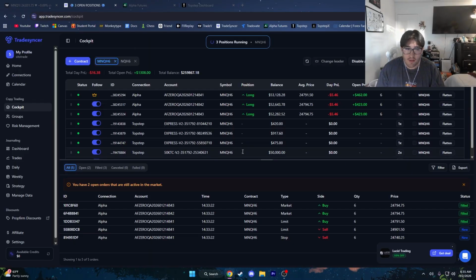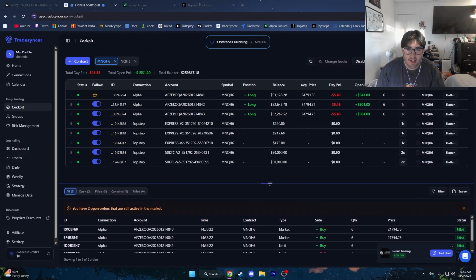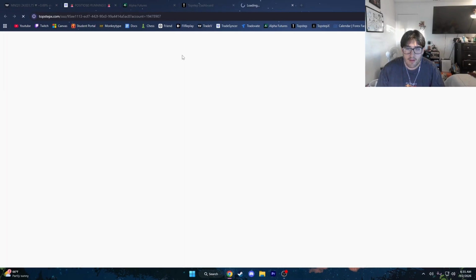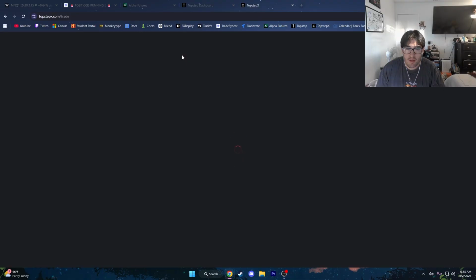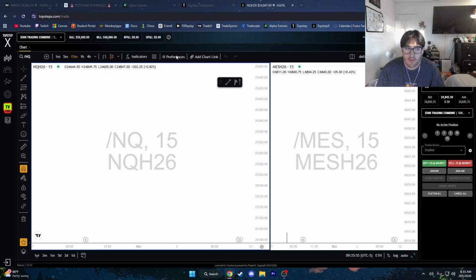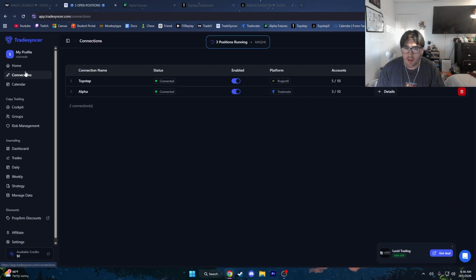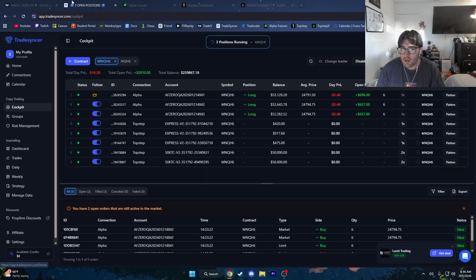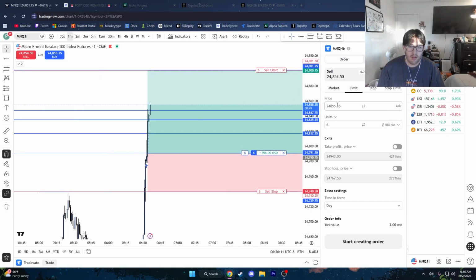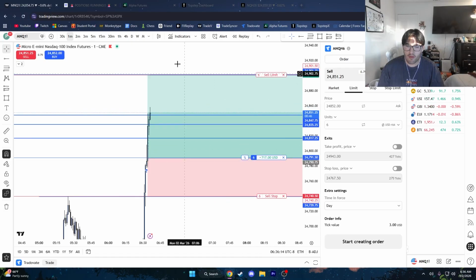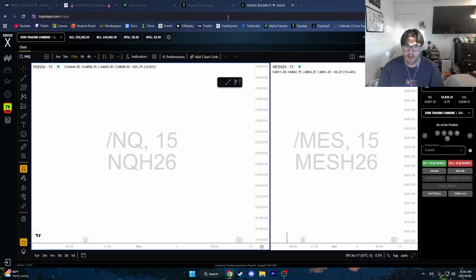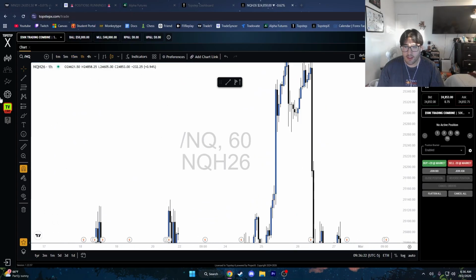Beautiful. There are positions. What? Why are alpha features the only thing running? What the fuck? Top step? What the fuck? Why are we not running positions? Okay. Let's enter on our toss-up accounts, I guess. Drawings, whatever. Shit.